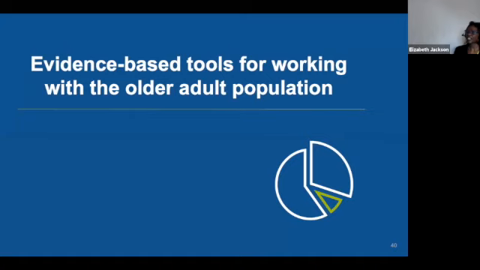Evidence-based tools for working with older adults. Since we have been discussing polypharmacy throughout the presentation, now we would like to present some tools for working with older adults to help prevent polypharmacy. And next slide, please.